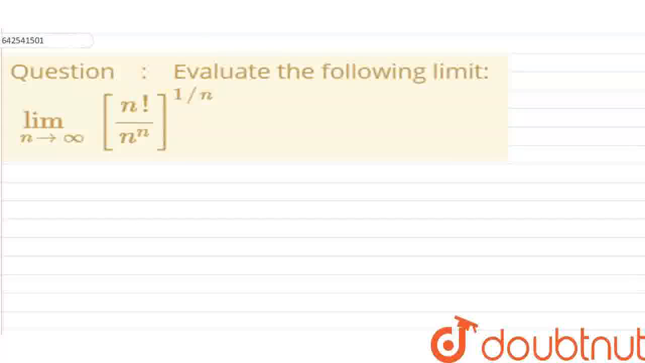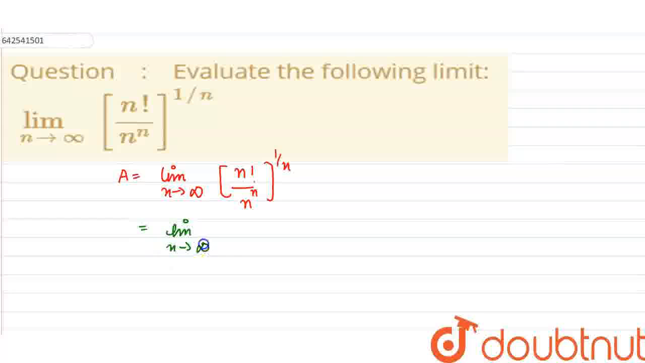So now what we are going to do is, first of all, we are considering a equal to what is asked by us, which is limit n tends to infinity of (n factorial divided by n to the power n) whole power 1 by n. So guys, now first of all we are going to open this thing. So here it is limit n tends to infinity, right?